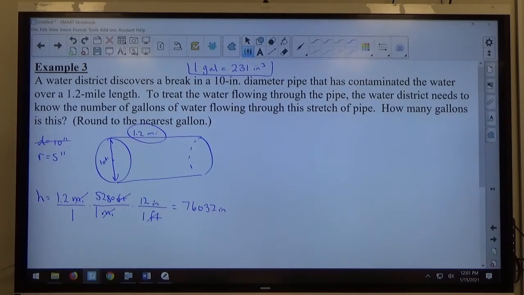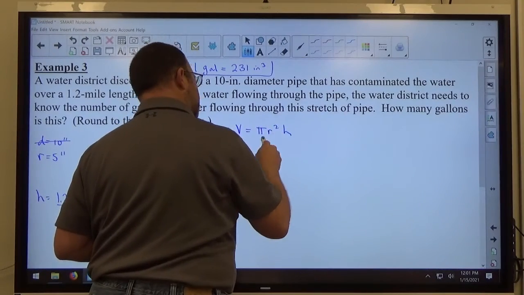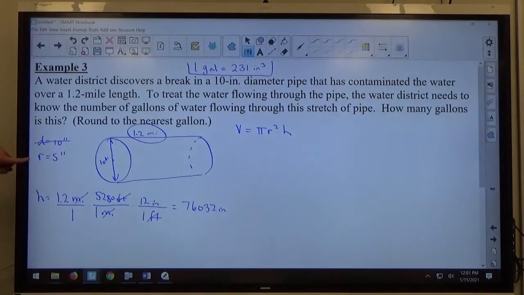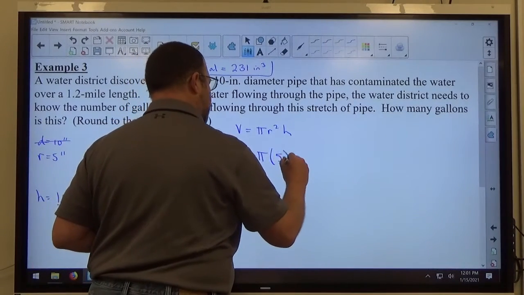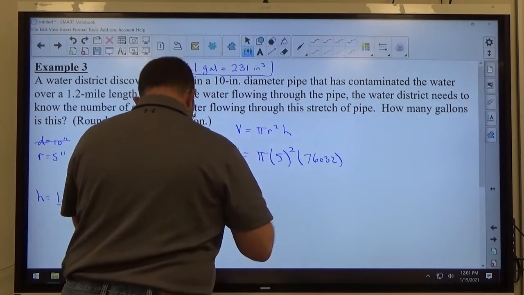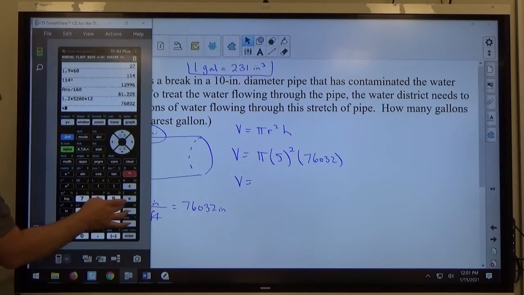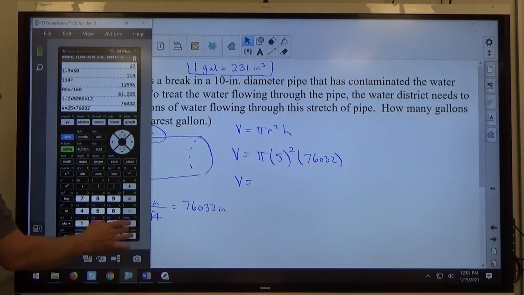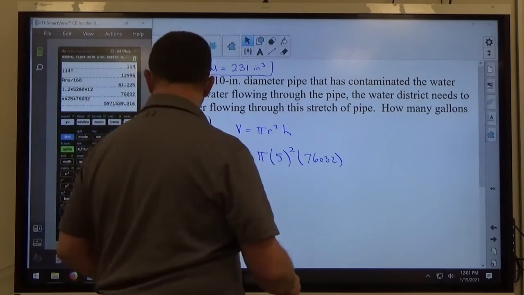The volume formula for a cylinder, a circular cylinder, is pi r squared h. I know what r is, I know what h is, everything's in the proper unit, so I'm ready to go to find volume now. So my volume here is going to be pi times 5 squared times 76,032. Go back to my calculator. Pi button times 5 squared, which is 25, times 76,032 comes out to 5,971,539.316 cubic inches.